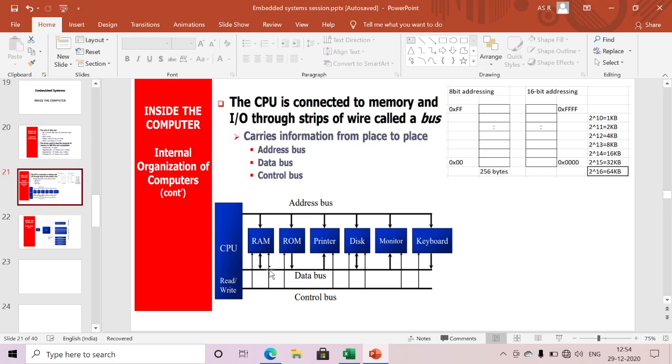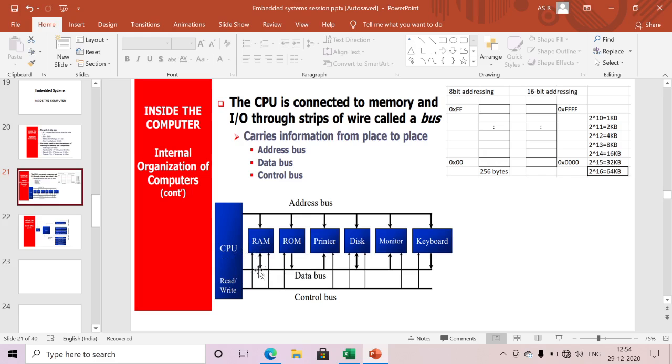For example, here we have an 8-bit data bus, so our CPU is an 8-bit CPU. If it is a 16-bit data bus, my CPU is 16-bit. If it is a 32-bit data bus, I have a 32-bit CPU. Our processing speed is mainly based on our data bus.